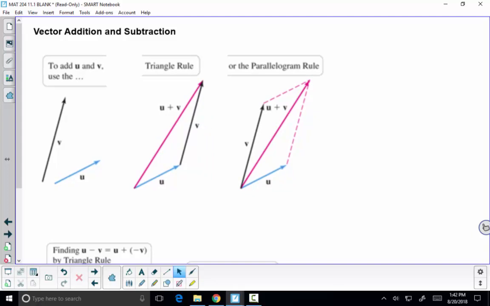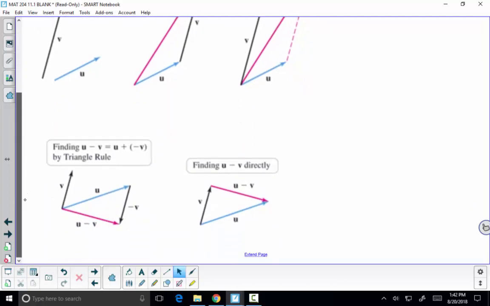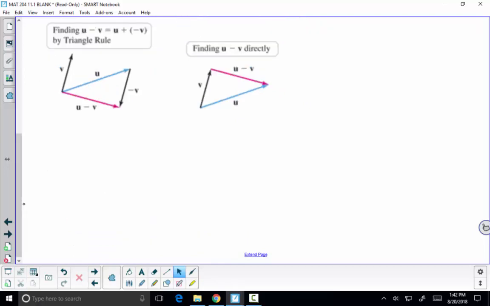Has anyone not added vectors before? Is this new to a couple people? So, triangle rule, parallelogram rule. The parallelogram rule tends to be a little bit easier to conceptualize. You just line the vectors up with their initial points, and you form this implied parallelogram, and then draw the diagonal through the parallelogram. Tends to be a pretty convenient way to think about adding. Subtracting, on the other hand, is a little bit weird. So let's take a look at this.